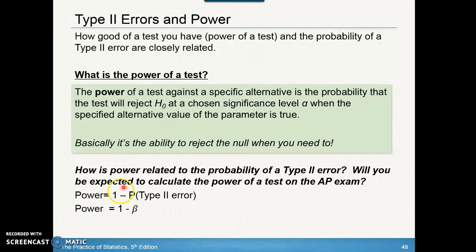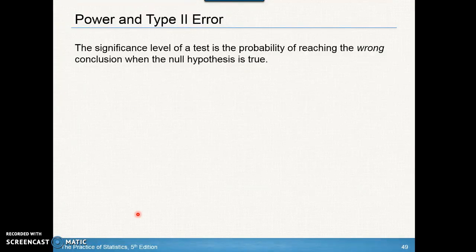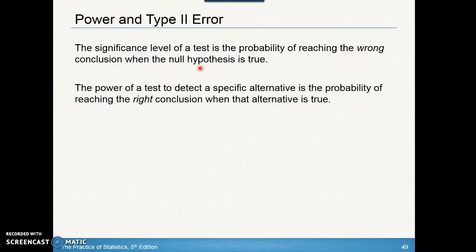Now just keep in mind that you won't ever have to actually calculate the type 2 error, but you will be given beta, and you can calculate the power by doing 1 minus beta, or 1 minus the probability of a type 2 error. The significance level of a test is the probability of reaching the wrong conclusion when the null hypothesis is true. Okay, so this is actually talking about the type 1 error. All right, so remember, a type 1 error is the null is true, but we actually reject it, so we're reaching the wrong conclusion when the null hypothesis is true.